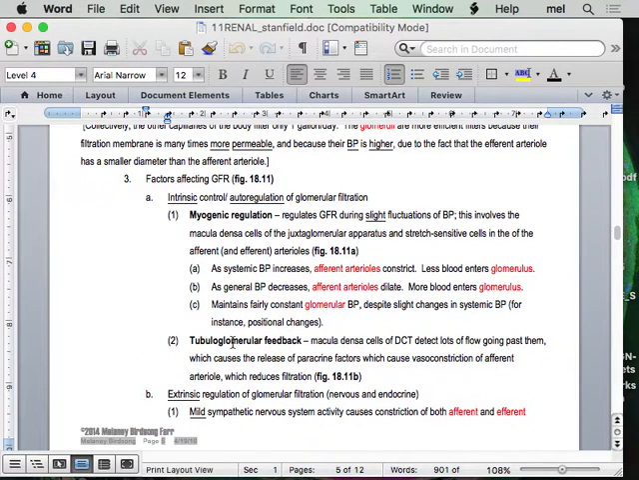Okay, so the factors affecting GFR. One of them is called myogenic regulation. And let me tell you what the job of myogenic regulation is, and then you can kind of understand why it works the way that it does. So if I get up and walk to my car, my blood pressure increases a little bit, right? And then if I lay down, my blood pressure decreases a little bit. Do you think that I really want my GFR to change every time I change body position?